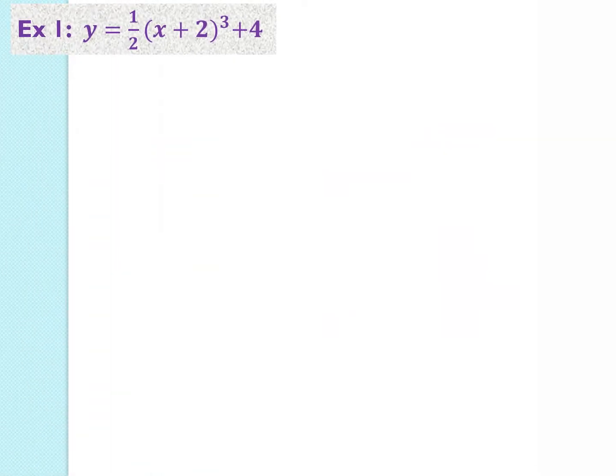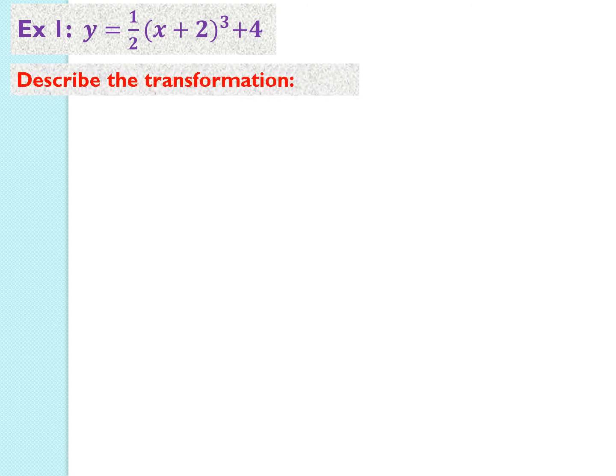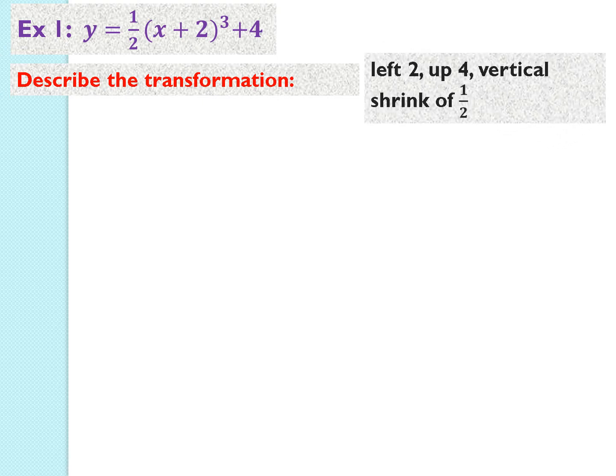Let's look at example 1. We're just going to jump right in there. So we have y equals 1/2 times x plus 2 quantity cubed plus 4. Let's talk about that transformation. That x plus 2, that means we're actually going left 2. The 4 means up 4. And the 1/2, since it's on the outside, that means it's a vertical shrink of 1/2. There's the description of your transformation.